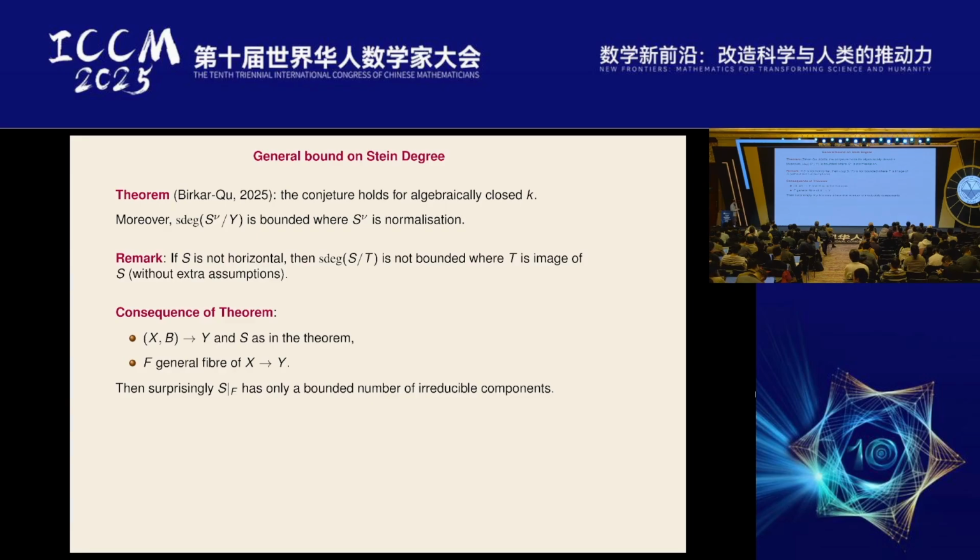So let's just look at one consequence of this theorem. Suppose that we look at this local Calabi-Yau fibration and S as in the theorem, and let's take F to be a general fiber of X to Y, and let's restrict S to this general fiber. So potentially you can have many different components. But surprisingly, this theorem implies that the number of these components, not even just connected, even the irreducible components, must be universally bounded. So that's quite surprising if you are given a statement like this without seeing the theorem.